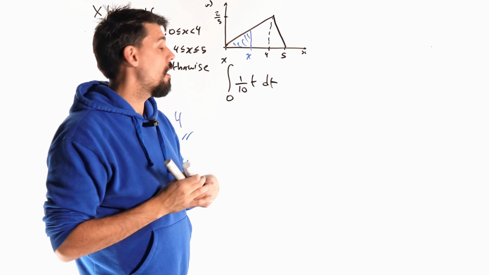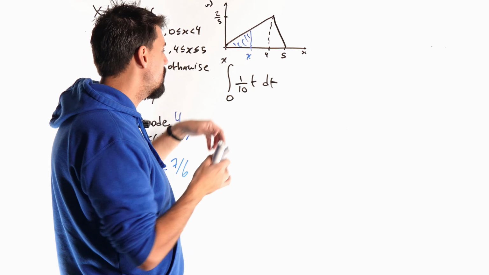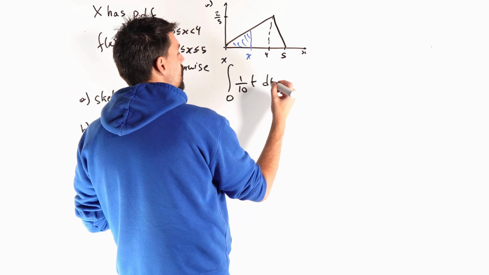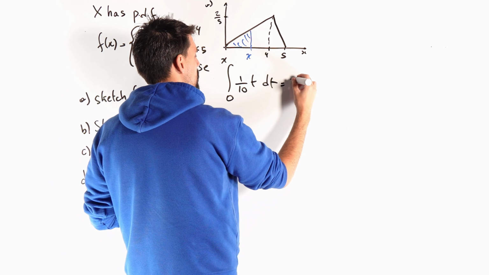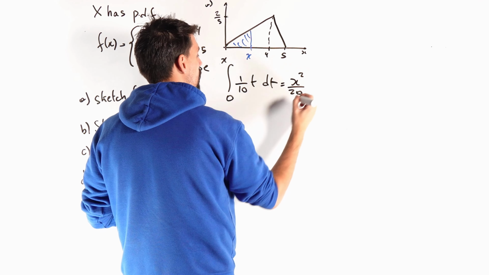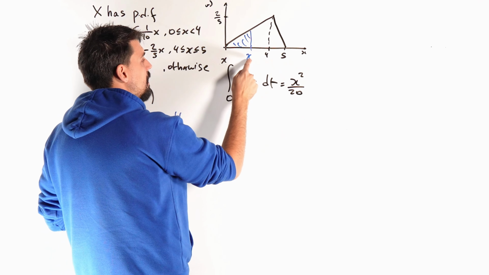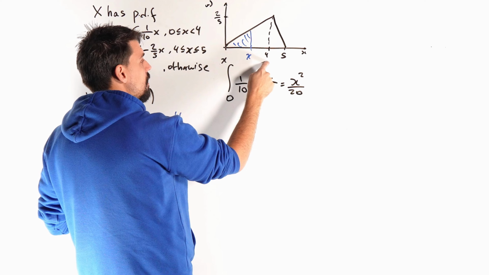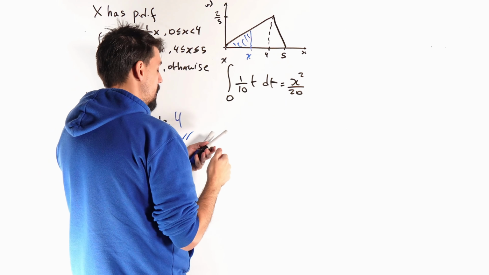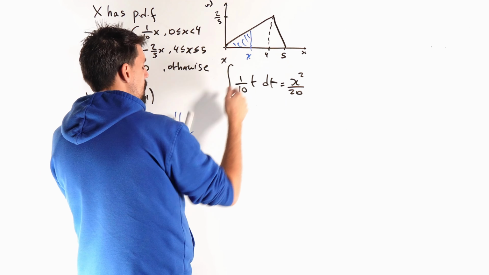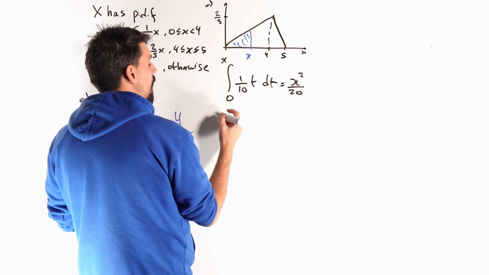You can use whatever you want, right? But it doesn't matter what we call that. But because I'm using x up there, that's what I'm going to do. And that comes out as x squared over 20. Okay, so the probability of being less than little x, so long as little x between 0 and 4, is x squared over 20.